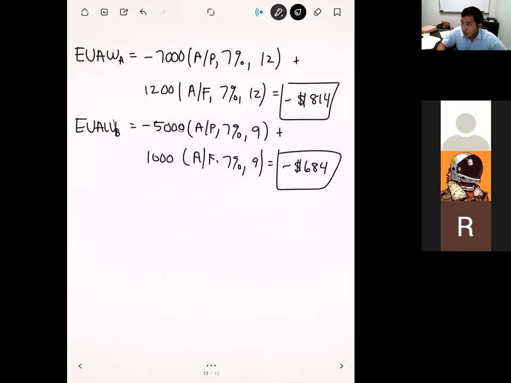Okay, and so in this case, we're mostly just given costs, and so I know that we have the salvage value, but the salvage value, you're not really making any revenue from that, and so we want to pick the equivalent uniform annual worth that's the least negative. And so in this case, that's going to be pump B. Okay.